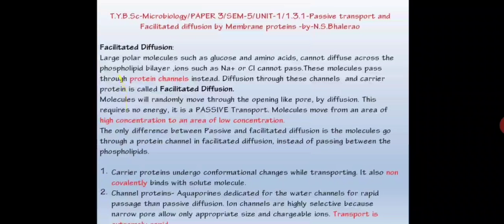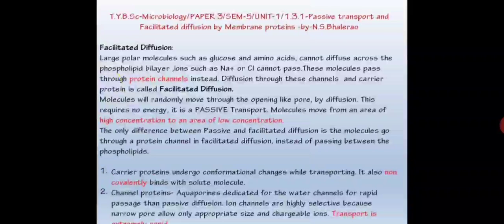Then channel proteins: aquaporins are dedicated water channels for rapid passage by passive diffusion, as we saw in a previous point. Aquaporins are the dedicated proteins or channels for water molecules. Here the channel proteins give the example of aquaporins. Ion channels are highly selective because a narrow pore allows only ions of appropriate size and charge. Transport is extremely rapid.